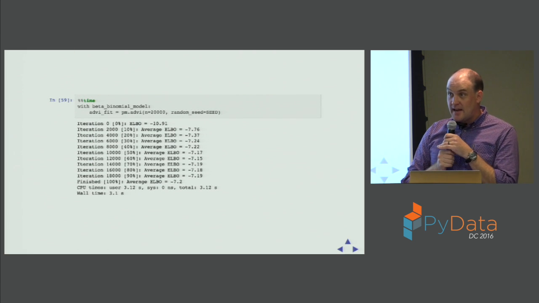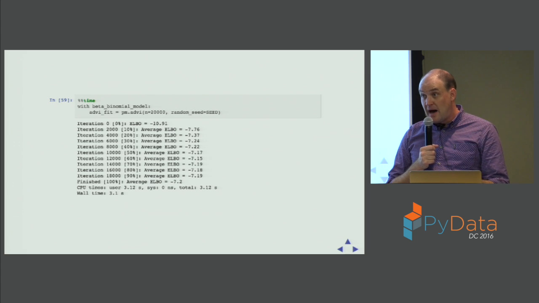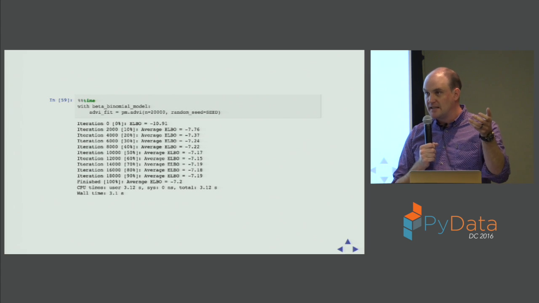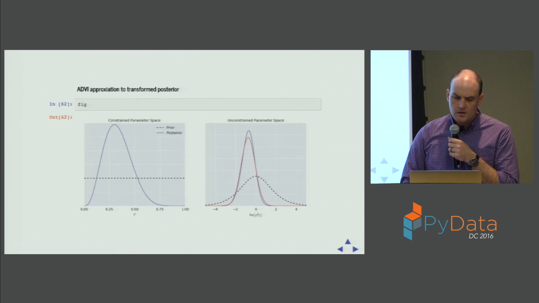So I do ADVI on it. This is the same model I used at the very beginning, by the way, right? These things are reusable, they're pluggable, which is a really nice kind of software engineering feature. You can either sample from them or do variational inference on them.